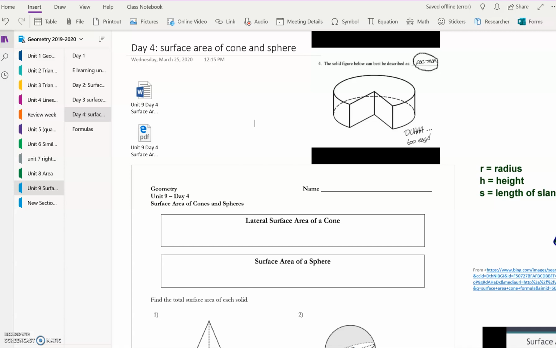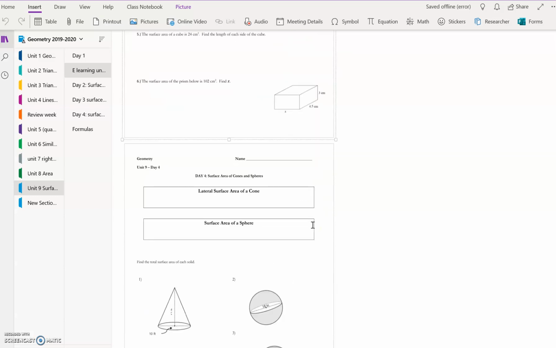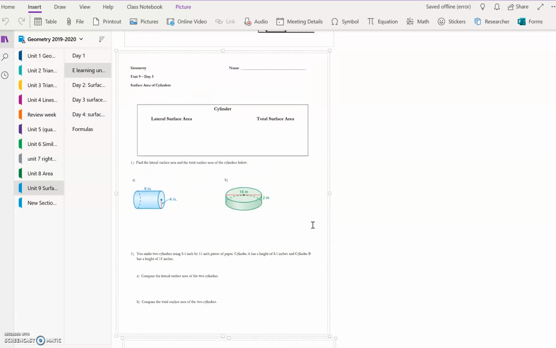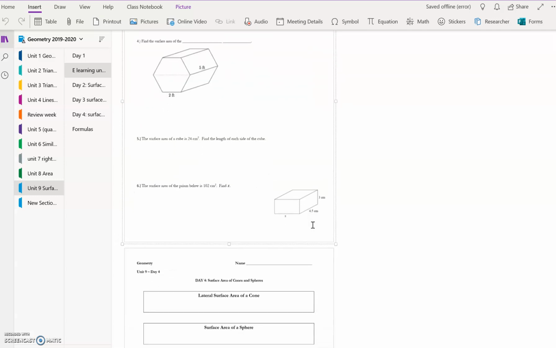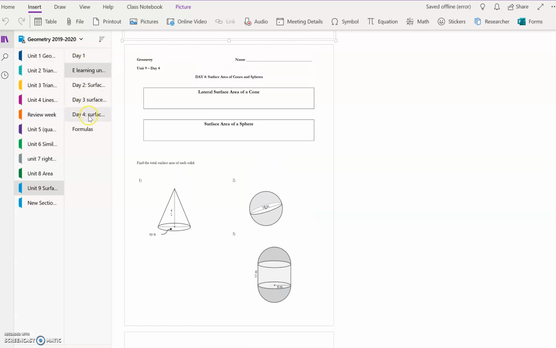We're going to talk about what the surface area of a cone and a sphere are. In your e-learning packet, we're on day 4, so it should be sequentially after your day 3 on the cylinder. Remember, I've got extra copies of that posted on Google Classroom just in case you need to print a new copy.